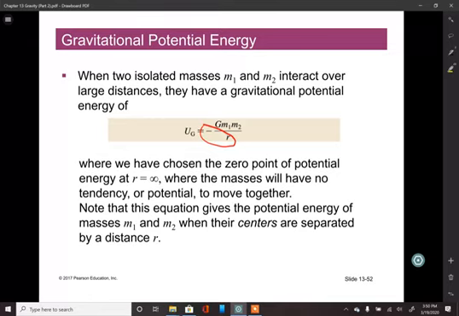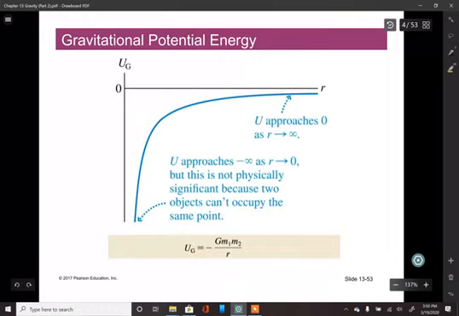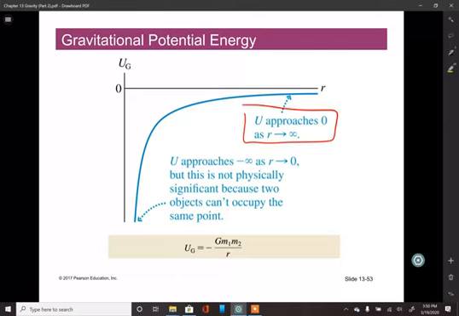Okay, so this equation is important to know. You probably don't have to rederive it, but you have to know how you could have derived it, and you have to be able to use it on the AP test. So graphically, this is what it looks like. U approaches zero as r goes to infinity. That was the definition we said. If you're an infinite distance away, there's no potential energy.